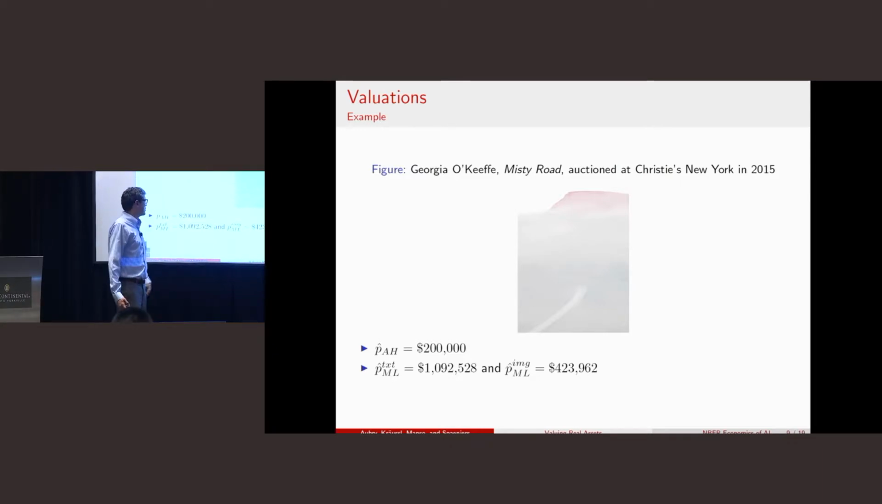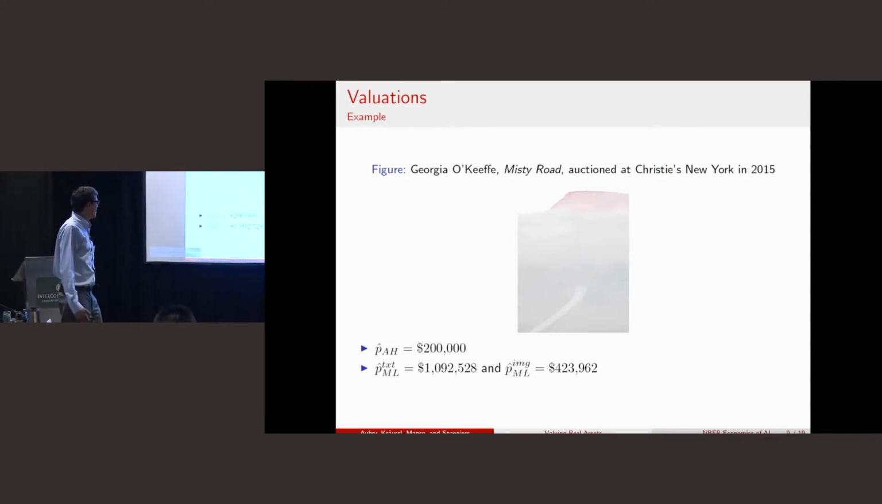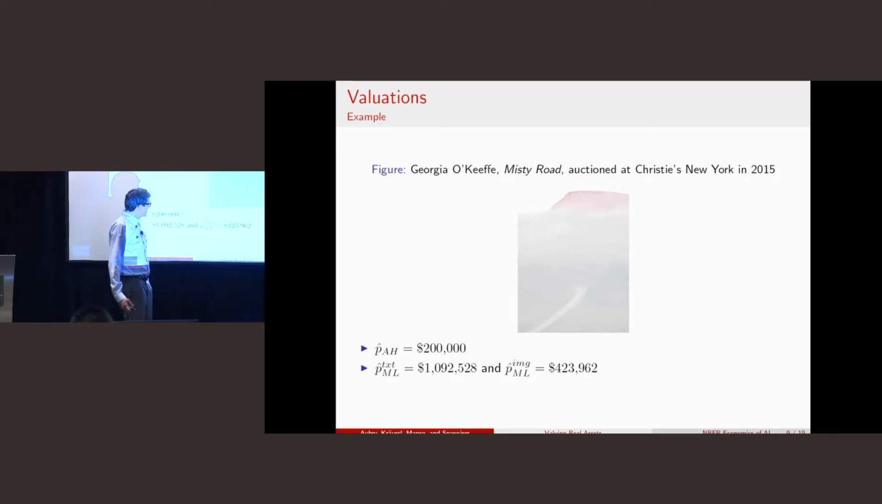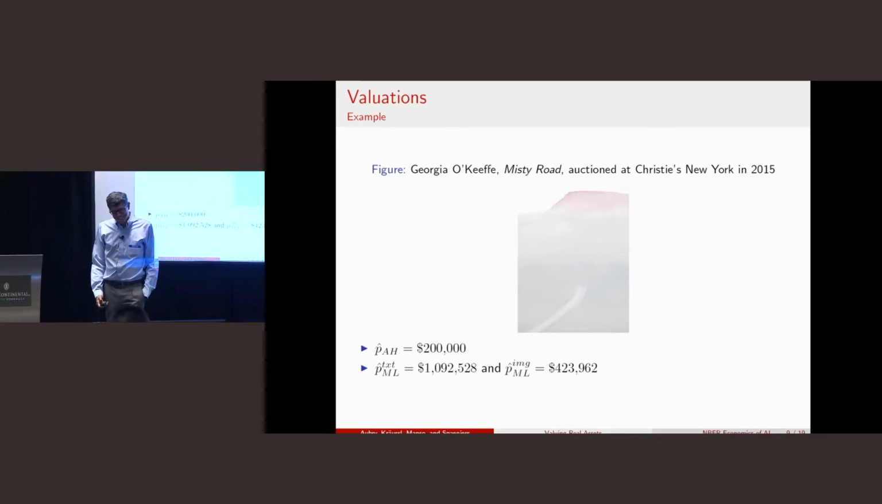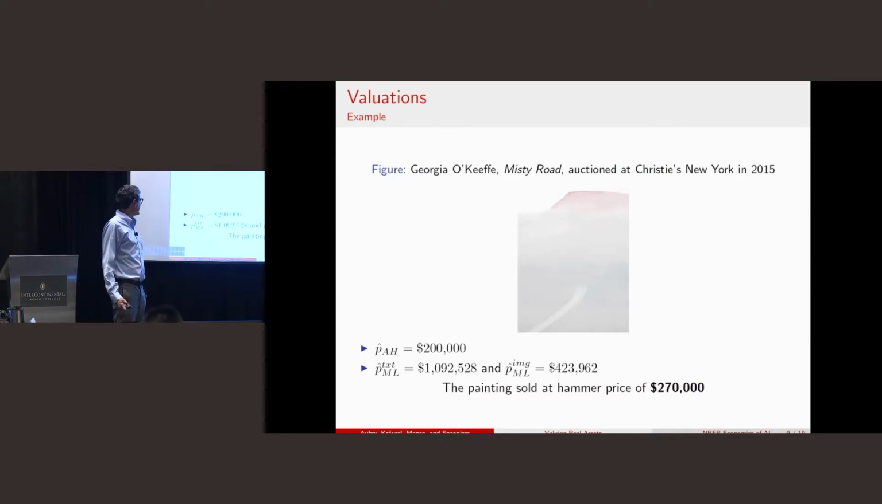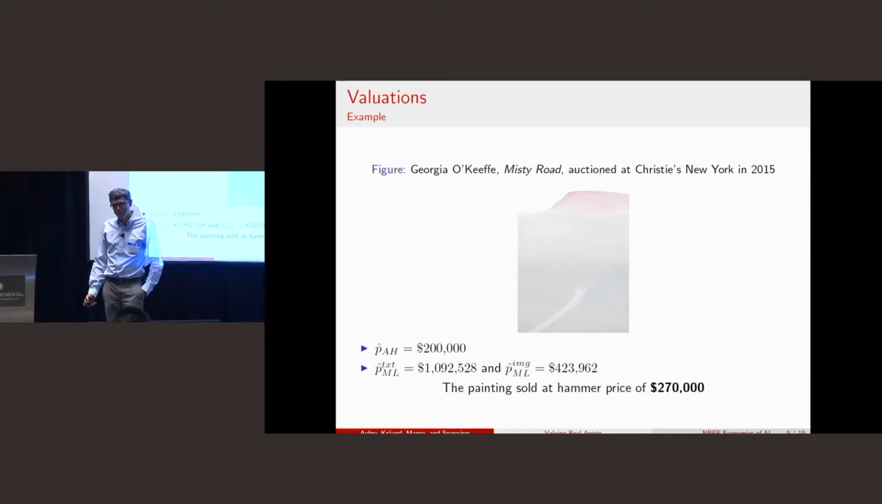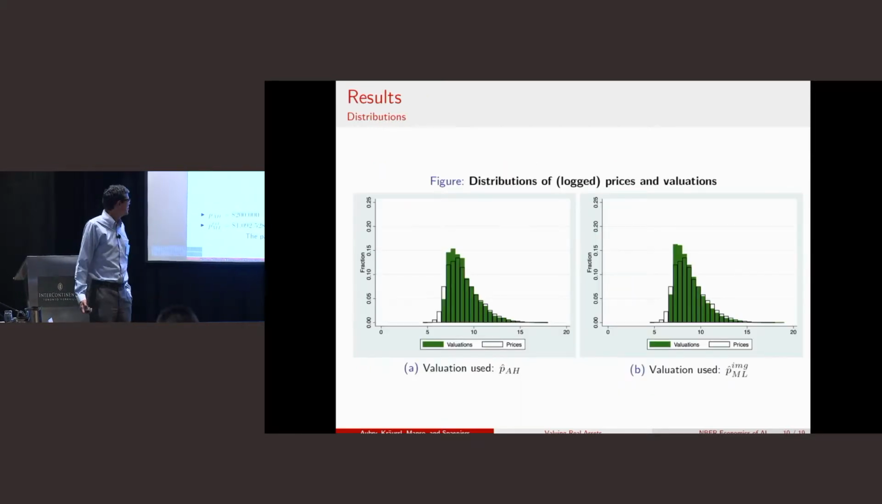And the estimate, once you add the image to the machine learning, goes down to 423. So the computers did not like the image. And it turns out that this painting sold at hammer price for 270K. So the human was closer to the actual estimate.